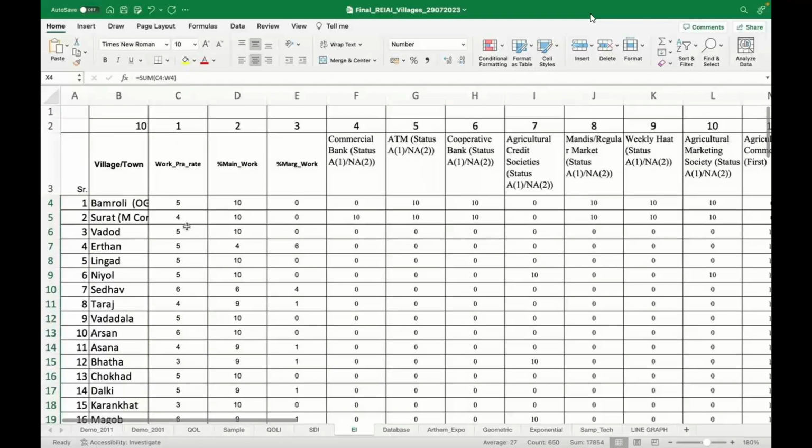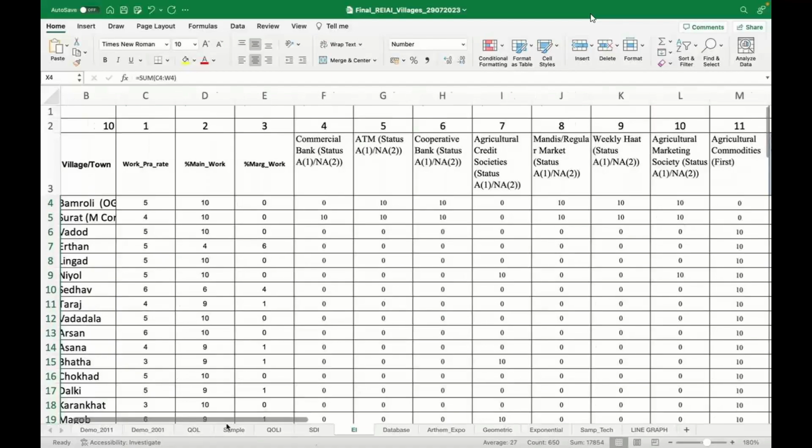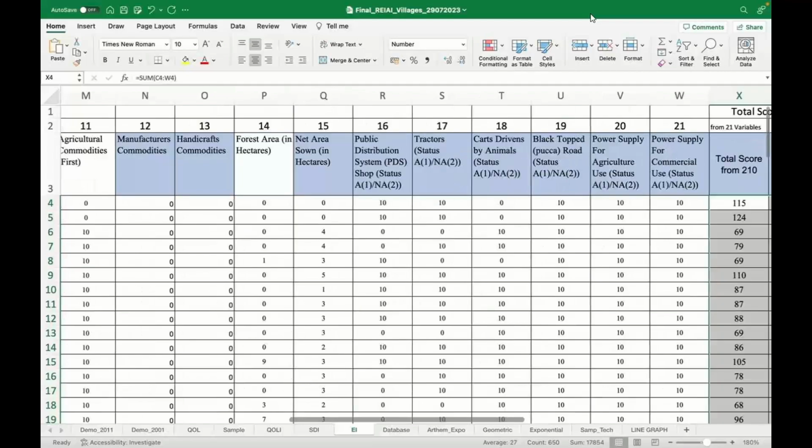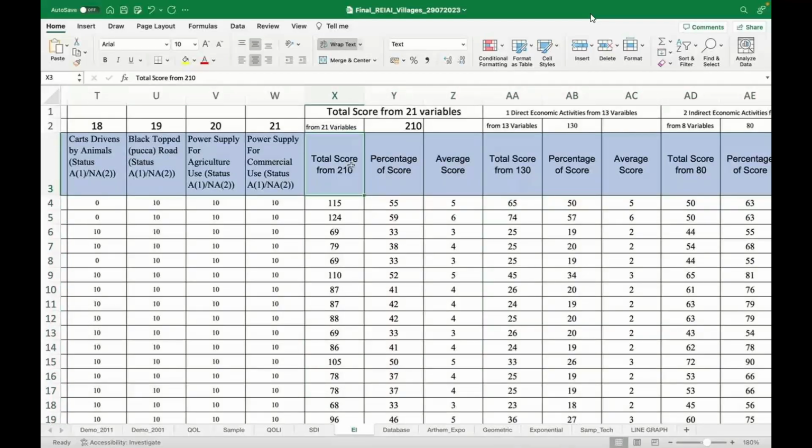Those who know Excel, I know Excel, I can do this entire exercise in 15 minutes. So what I am explaining seems to be very difficult, but if you know Excel, you can do it very fast. Or it will come by practice only. So there are 21 variables. I have calculated the score of 21 variables, right? 210, percentage of score, average score.